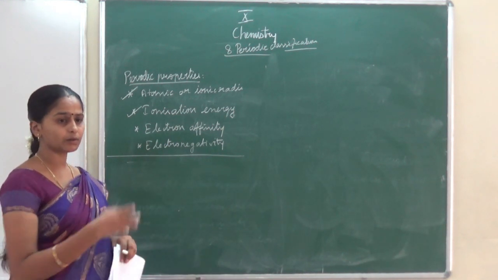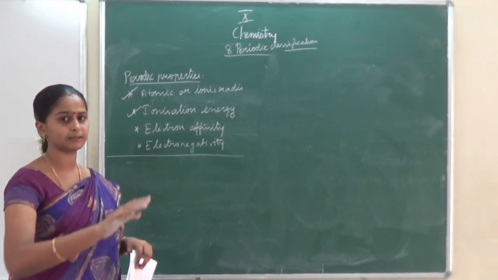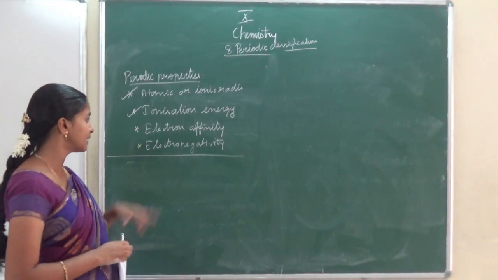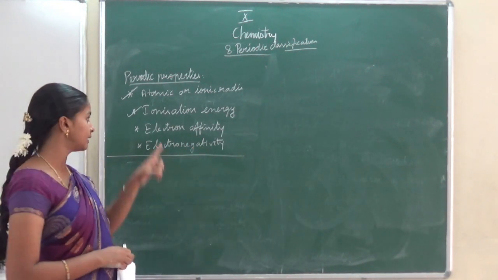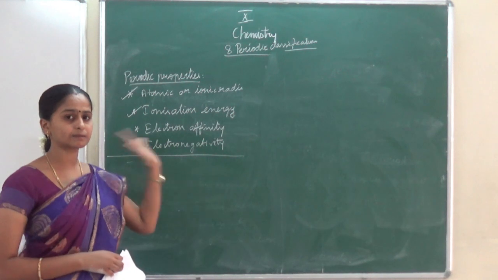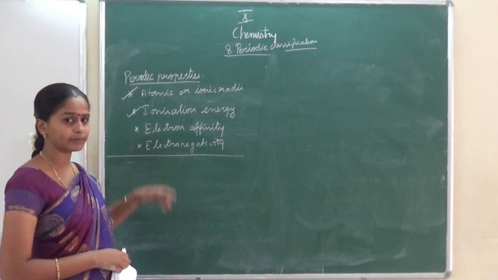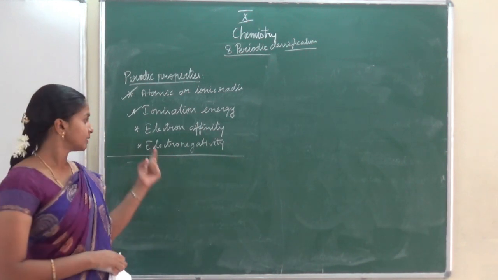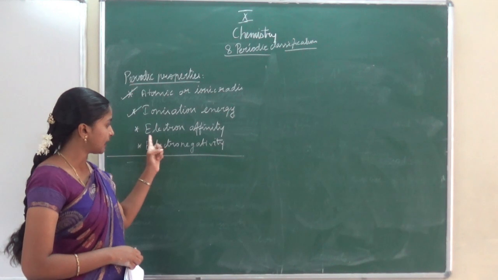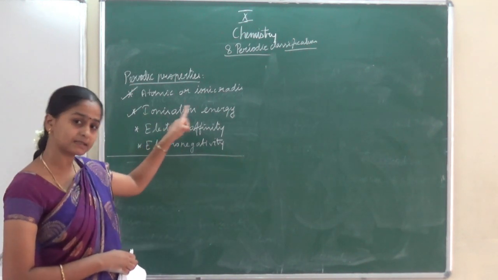In order to gain one electron, the atom will release some energy. That energy is called electron affinity. So here you have to be very clear. In ionization energy, we are spending energy to remove the electron. Here in electron affinity, the atom will lose energy to gain an electron, so that the atom will now become an anion. In ionization energy, the atom becomes a cation.